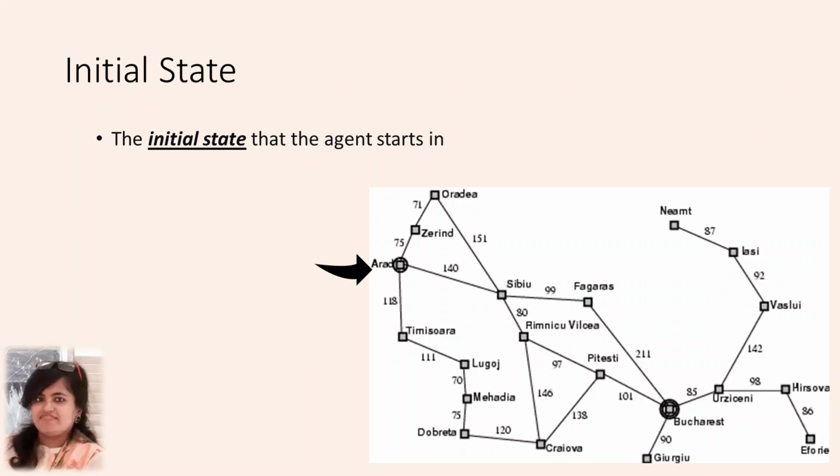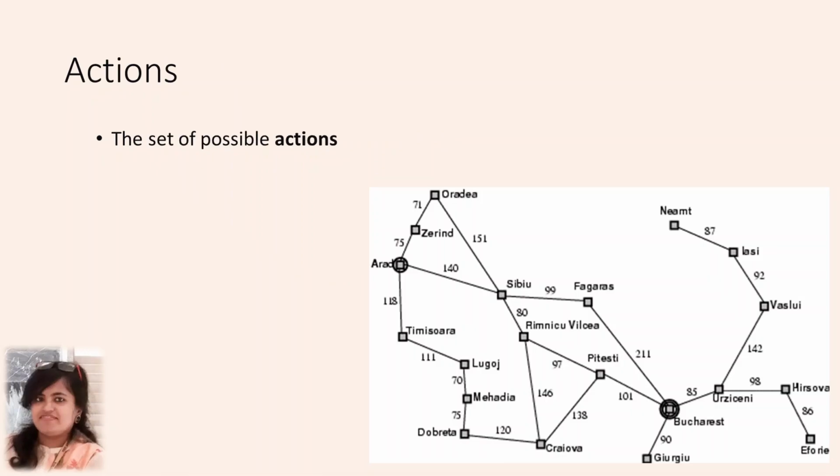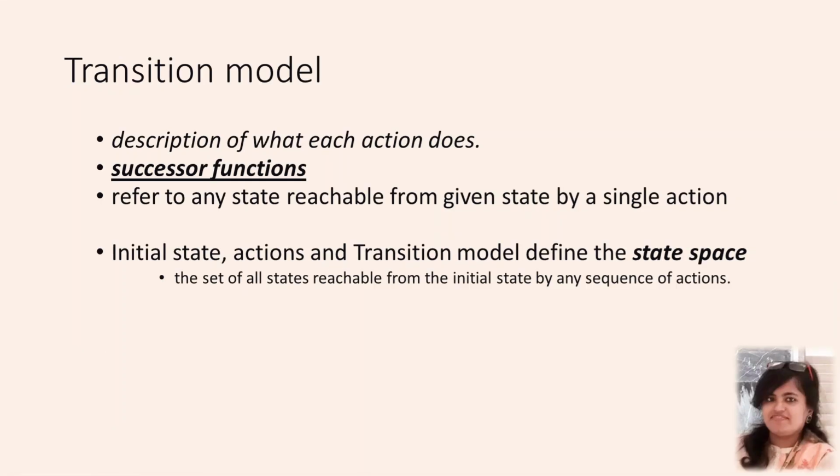So what is the initial state we are currently in? That is, the agent starts from the Arad city. Now, what are the different set of possible actions it could be? That is, Arad is the current state, next state is Sibiu. Next, the next state can be Fagaras, and the next is Bucharest, and Bucharest is our goal state. So we have reached the goal. These are the set of possible actions.